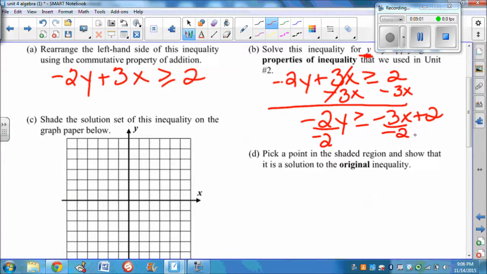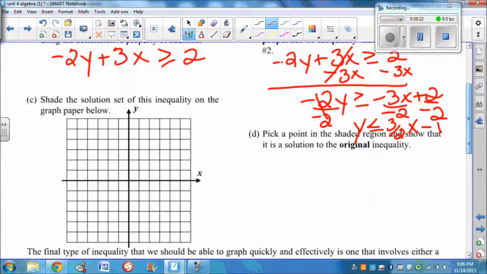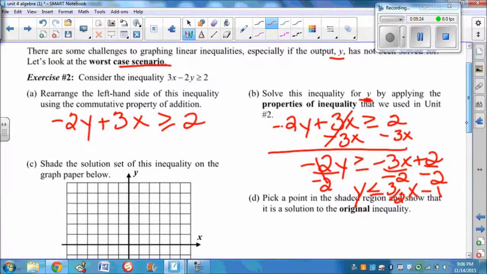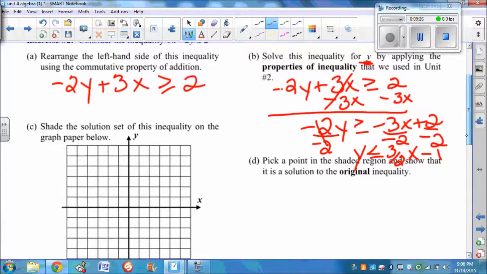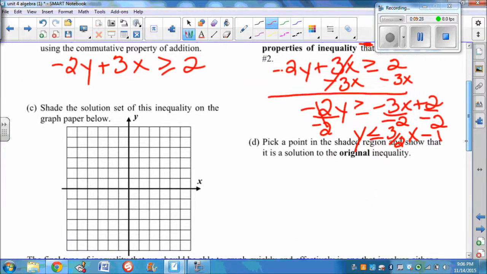But if you recall, what happens when we divide by a negative? We've got to flip the direction of the inequality. A negative divided by a negative is a +3/2 x. +2 divided by -2 is a -1. So we solved it for y. And where does it ask us to graph it? Shade the solution set of the inequality on the graph below.